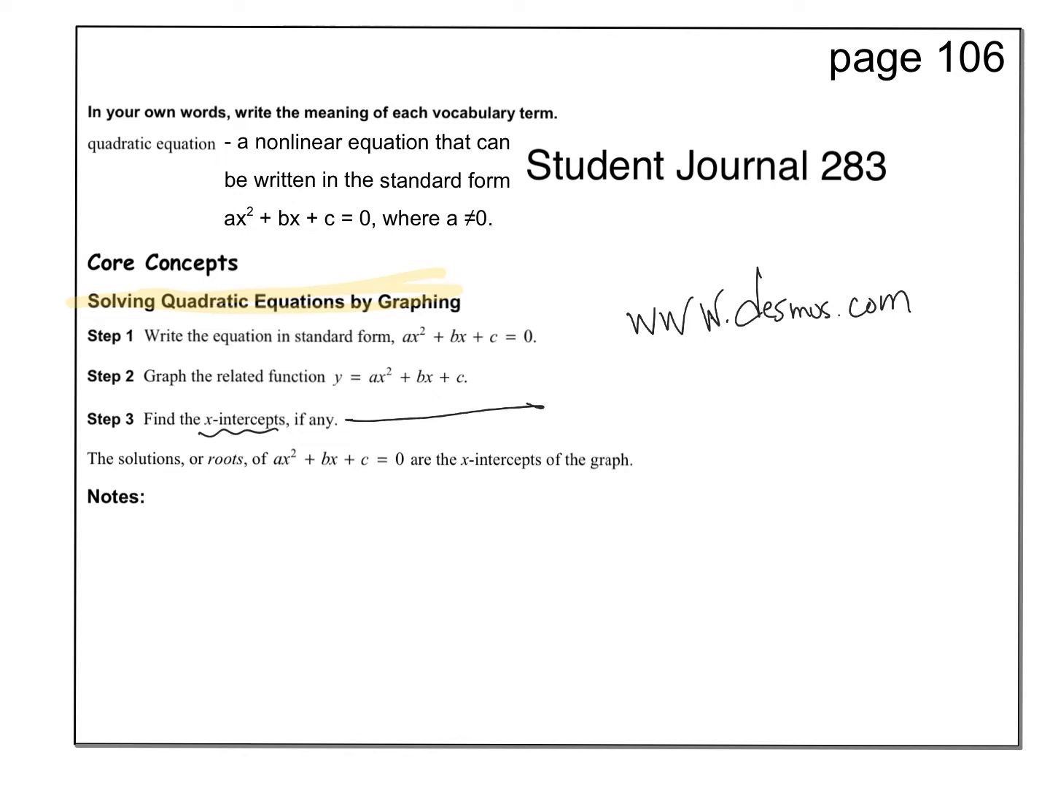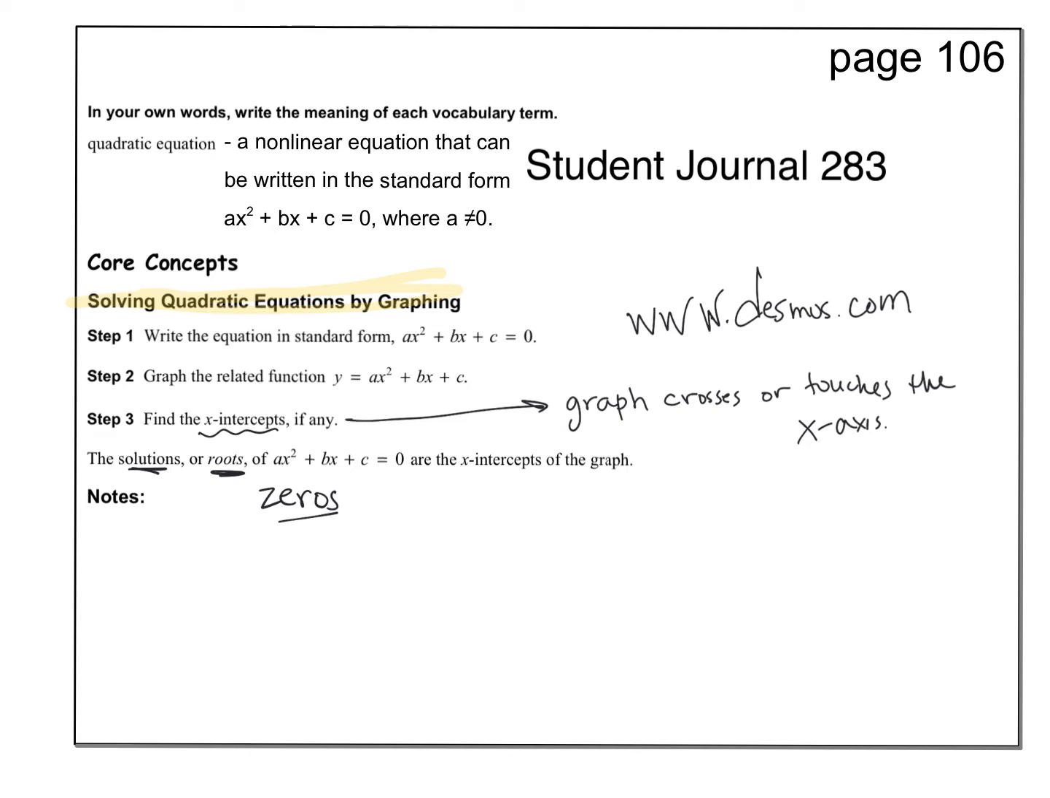Now remind yourself what the x-intercepts are. The x-intercepts are where your graph crosses or touches the x-axis. Those are your x-intercepts. You're going to see this written in many different ways. You're going to be asked to find the solutions. You're going to be asked to find the roots. You could also be asked to find the zeros. Those are all the same thing. On a graph, it's where it crosses or touches the x-axis.